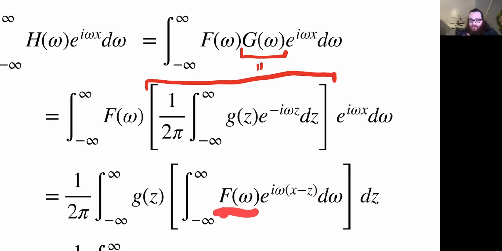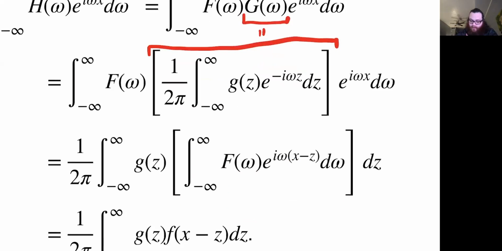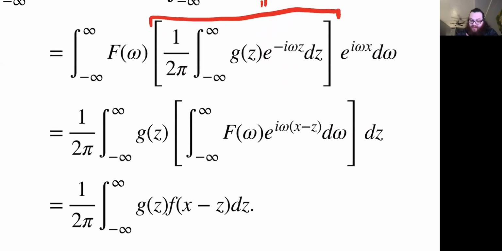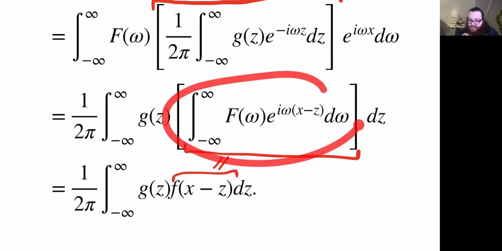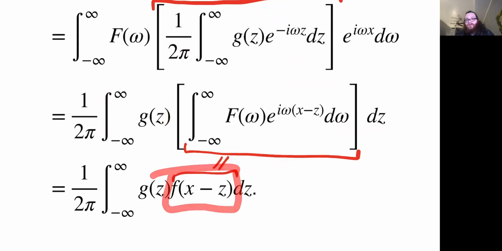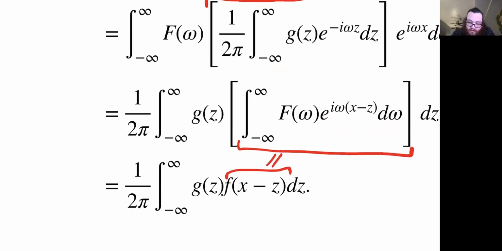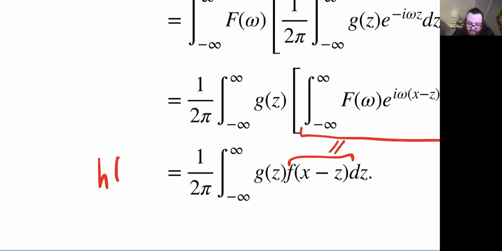The assumption was that this was the Fourier transform of little f. So if we plug that in, that's exactly that. So 1 over 2 pi is unaffected, g of z is unaffected. But this whole thing, because of how we defined f, is equal to little f, but now evaluated at x minus z. And so this was our h of x.